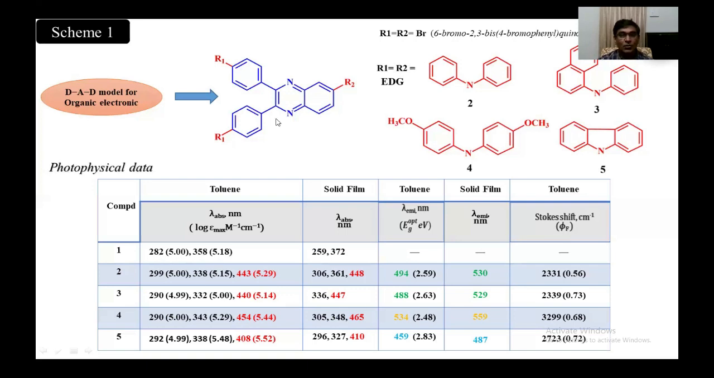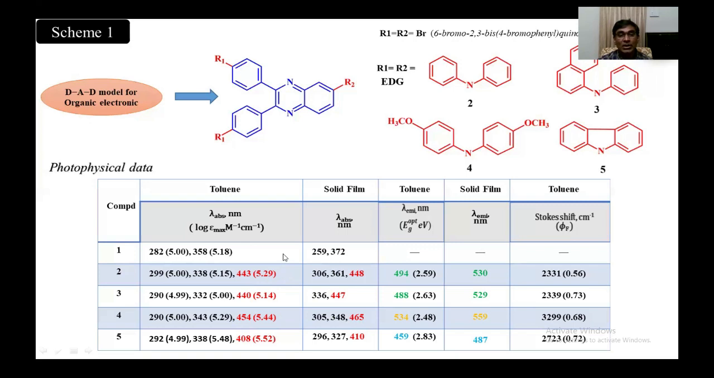But when you attach the donors to this electron accepting quinoxaline, a new absorption band above 400 nanometers was observed, and this is assigned to the intramolecular charge transfer, ICT, transition from the electron donor group to the electron acceptor. This confirms the formation of DA architecture, donor-acceptor architecture, that is highly required in case of these organic semiconductors or these electroluminescent molecules.